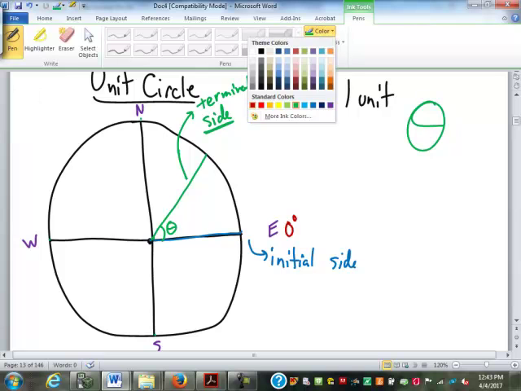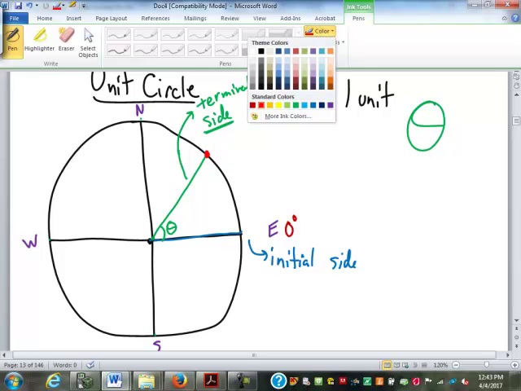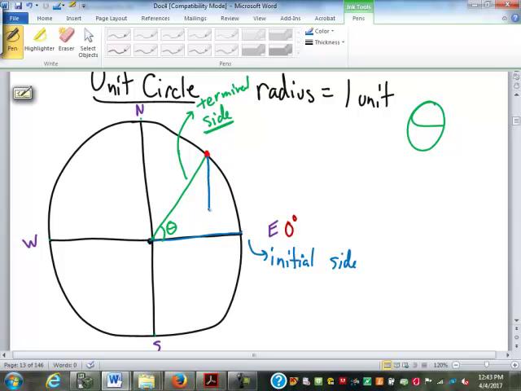Well, that terminal side, of course, maps out a point on the circle right there. That point gives us the trig functions of that angle. Remember, a sine is the distance from that point down to that reference diameter. That right there is the sine of our angle theta.